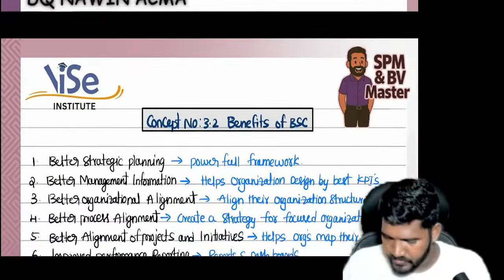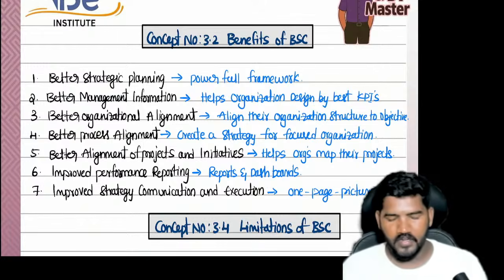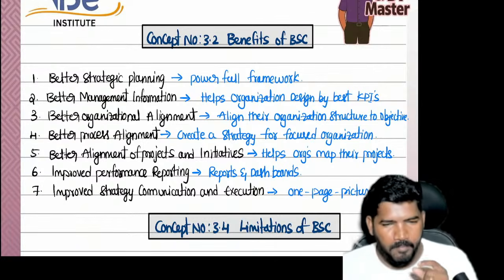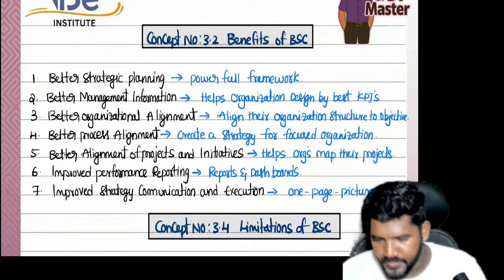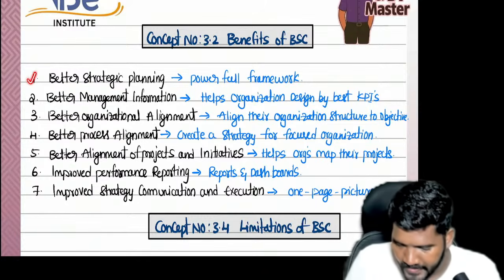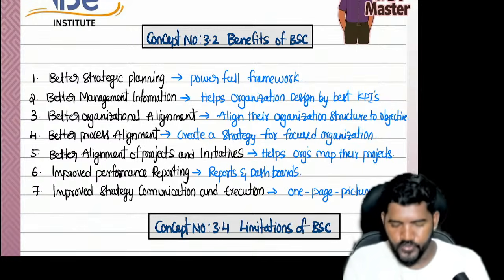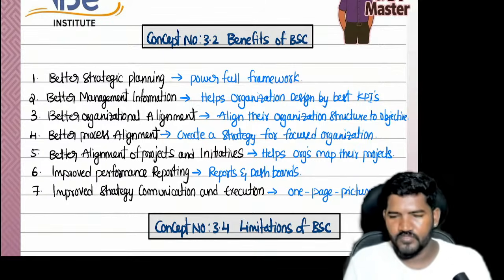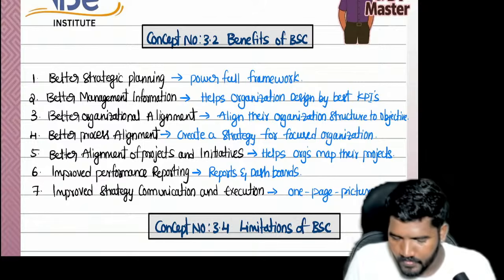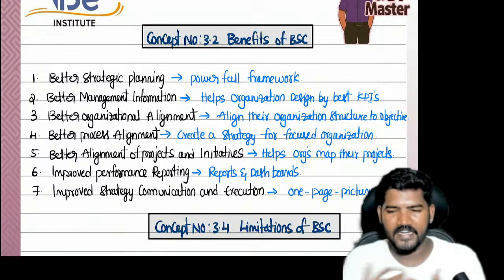You already know this. Another important question in the balanced scorecard: they will ask a question like this: what is meant by balanced scorecard and benefits of the balanced scorecard? So you already know the balanced scorecard concept. Now, when it comes to benefits of the balanced scorecard, the first benefit is better strategic planning. The word strategic means long term. You can use a word like that also. Better long term planning for a powerful framework. If you add just the words, better strategic planning for a powerful framework, the sentence is completed.